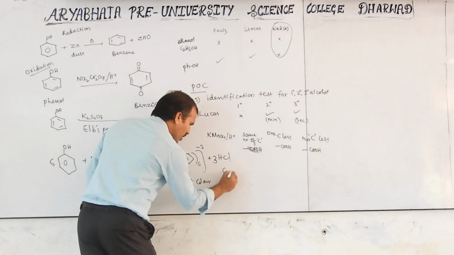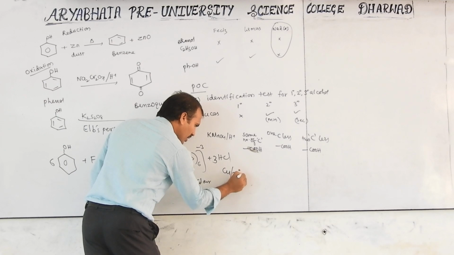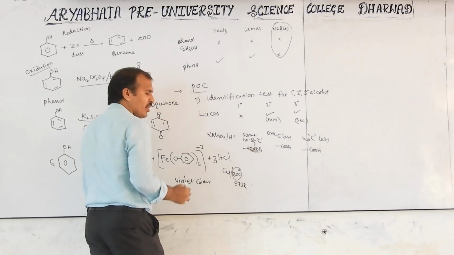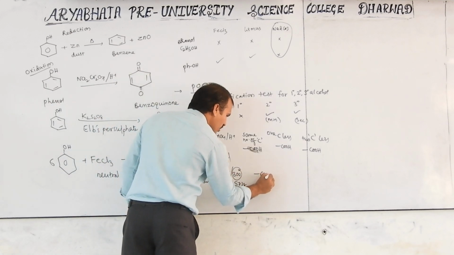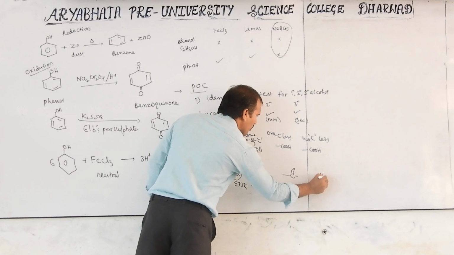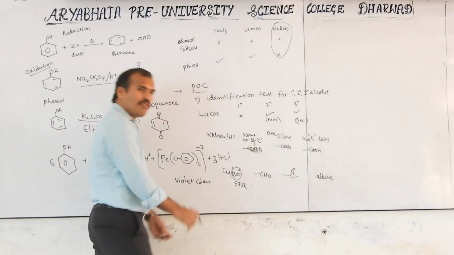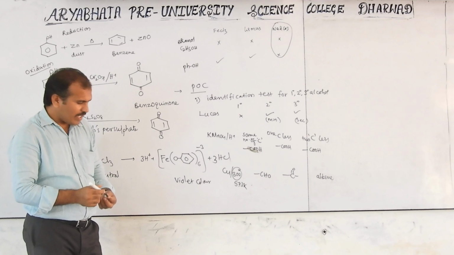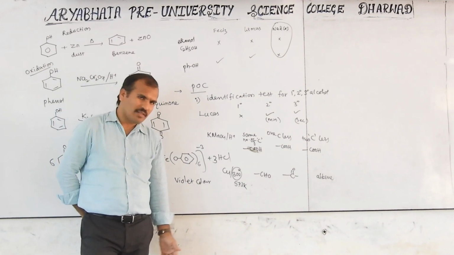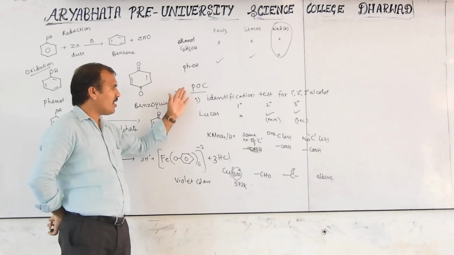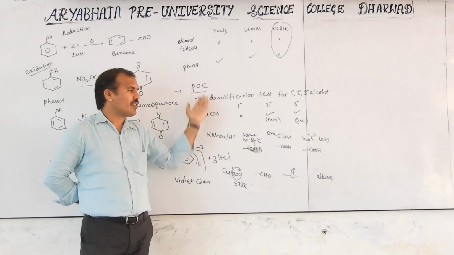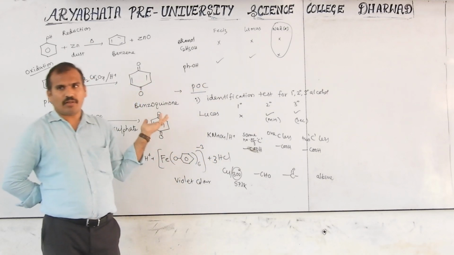Next, copper at 300 degrees Celsius or 573 Kelvin temperature. Primary gives aldehyde, secondary gives ketone, and tertiary gives alkene. Like this we can also identify. Some other reactions are there: Liebermann nitroso reaction, and another one. They are not in our syllabus, but these are already studied. So this is also an identification test for the alcohols.